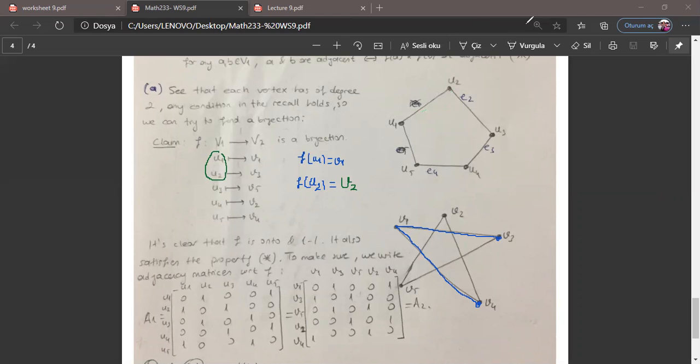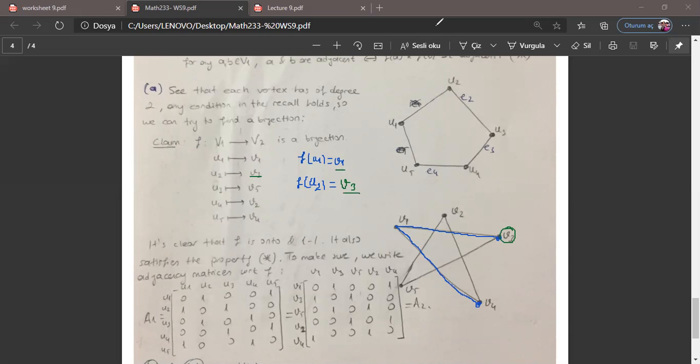That's why I'm trying to find some vertex which is a neighbor of V1. Okay, let's choose V3 here, as in here, V3. I'm sorry. So here we see U1 and U2 are neighbors, and f of U1, which is V1, and f of U2, which is V3, are neighbors too.